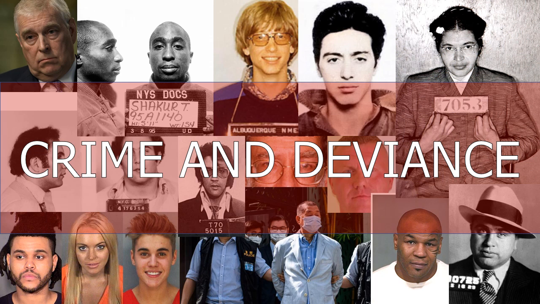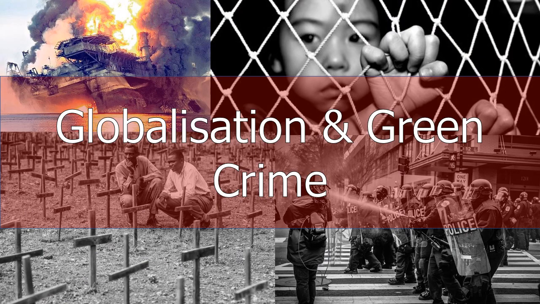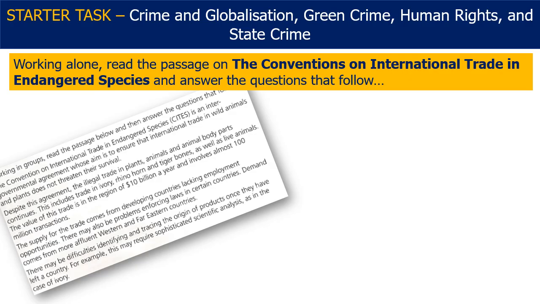Hello, this lesson is for the paper 3 subject of crime and deviance, which obviously makes up quite a lot of paper 3. This particular lesson is about globalisation and green crime. So let's get started. First of all, in your booklets you will find a short passage which describes the work of the Conventions on International Trade and Endangered Species.